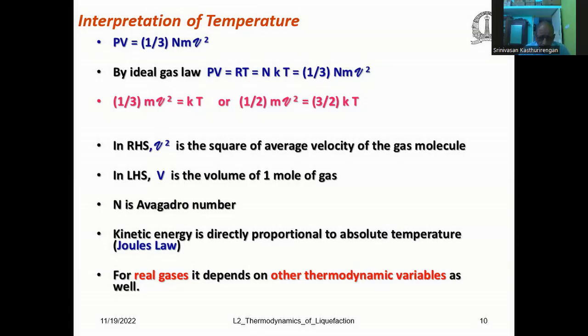On the left-hand side, V is the volume of 1 mole of gas, and N is the Avogadro number, which we have already defined. So what we see is known as Joule's law. Half mv square equals 3 by 2 kT refers to Joule's law, which says kinetic energy is directly proportional to absolute temperature. But for real gases, it will depend also on other thermodynamic variables, not necessarily only on temperature. Maybe it will depend on pressure, etc.